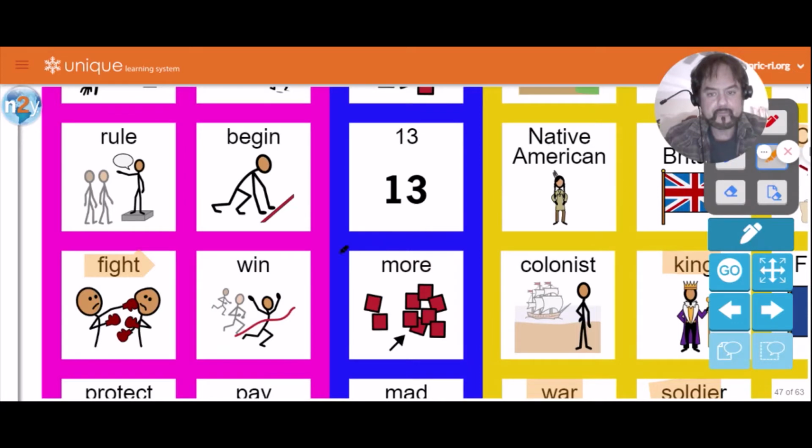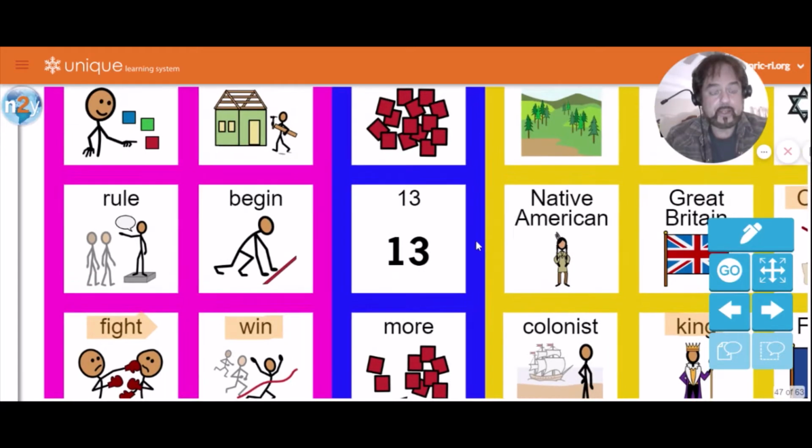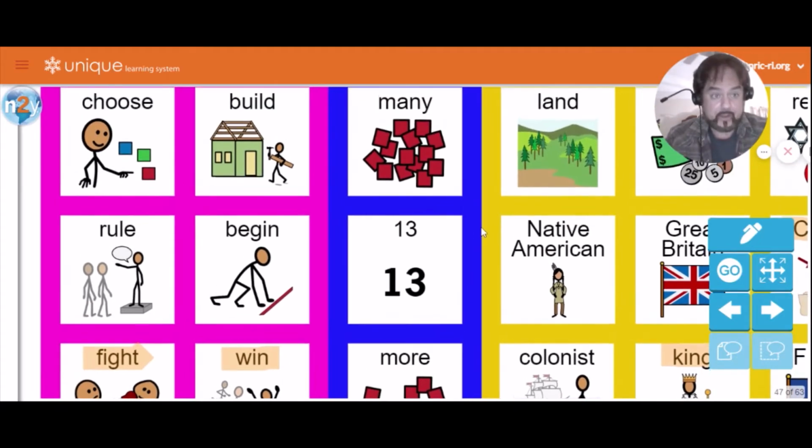Win. When you win something, like when you're in Special Olympics, like this person ran the fastest, so he hit the tape first, so he won. To win something, like when you win a game. Winning's not the most important thing, though. It's how you play the game and whether or not you have fun, right?